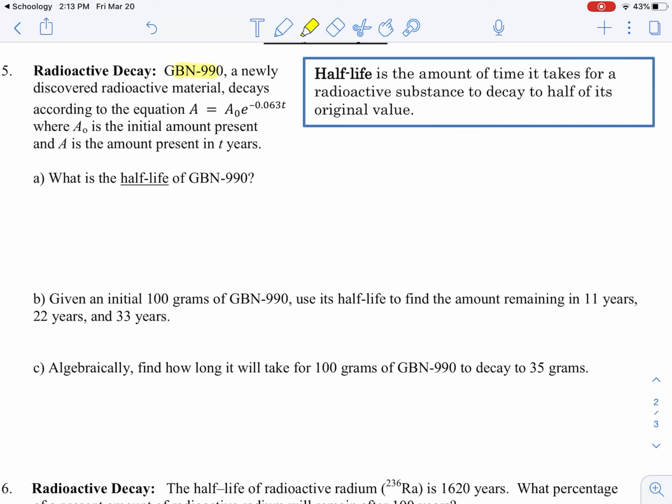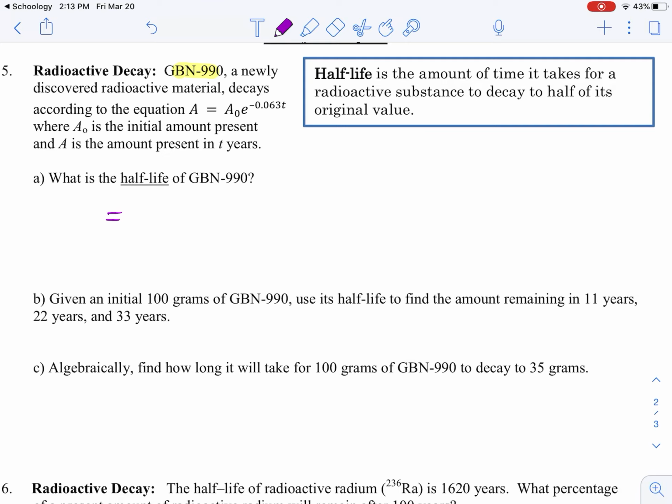All right, so this one says GBN 990, clearly made up. Okay, a newly discovered radioactive material decays according to the equation A equals the initial amount times e to the negative 0.063 t, where A naught is the initial amount and A is the amount present in t years. What is the half-life of GBN 990?